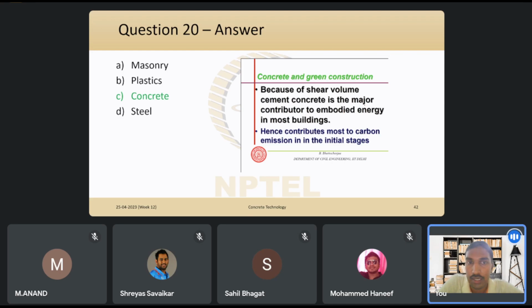And also if you look at the volumes, if you compare the volume of masonry, plastics, concrete and steel, then concrete has the highest volume. By volume also it is more in a building, right? So therefore the total embodied energy of concrete is the highest when you look at all these four different materials in a typical building, right? So therefore the right option is C, it is concrete.